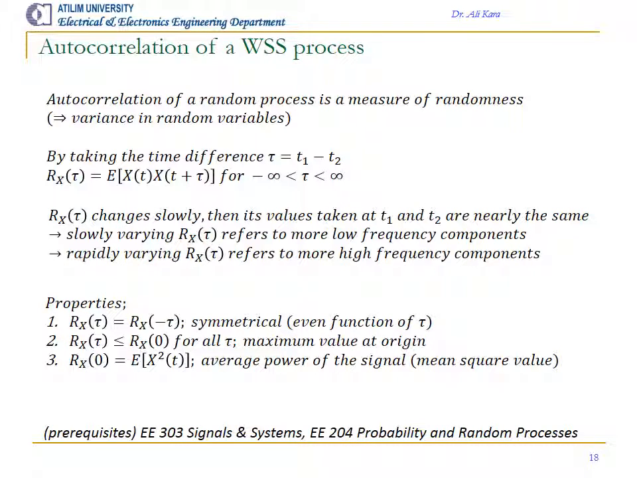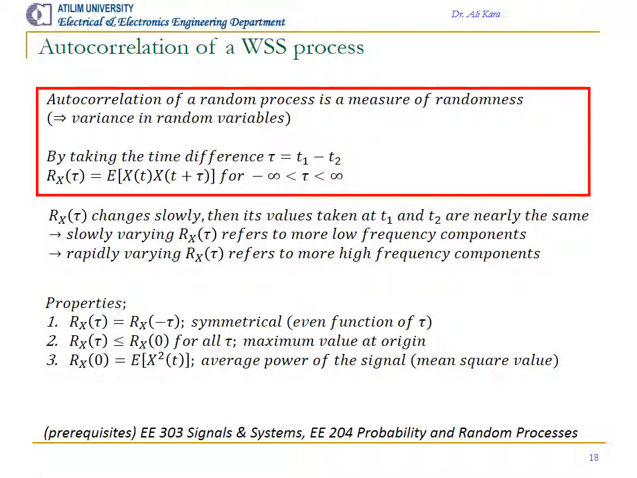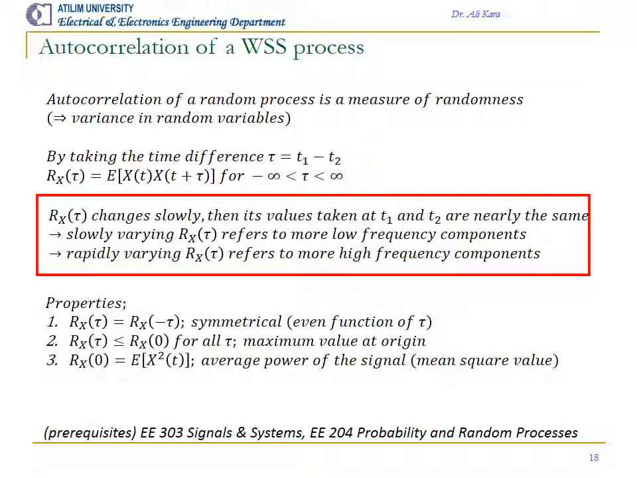Autocorrelation of a WSS process. Autocorrelation of a random process is a measure of randomness. By taking the time difference tau equals t1 minus t2, R x of tau is equal to the expectation of x of t times x of t plus tau. For tau between minus and positive infinity, if R x of tau changes slowly, then its values taken at t1 and t2 are nearly the same.